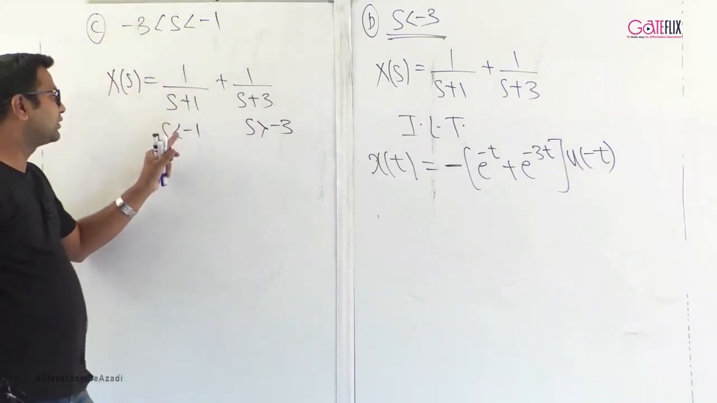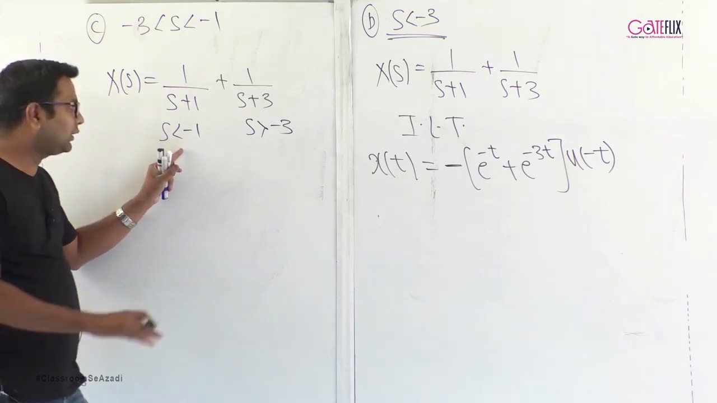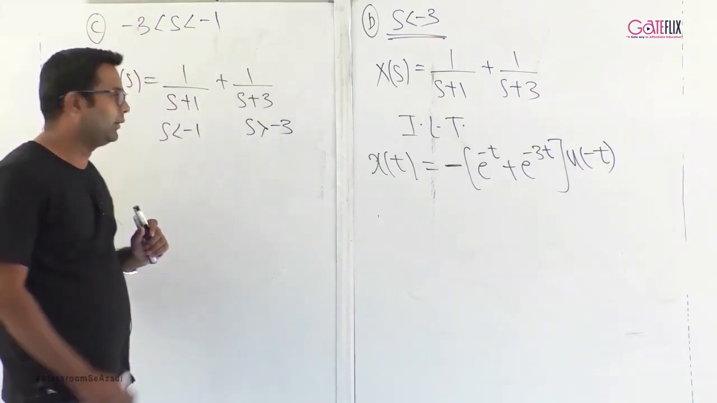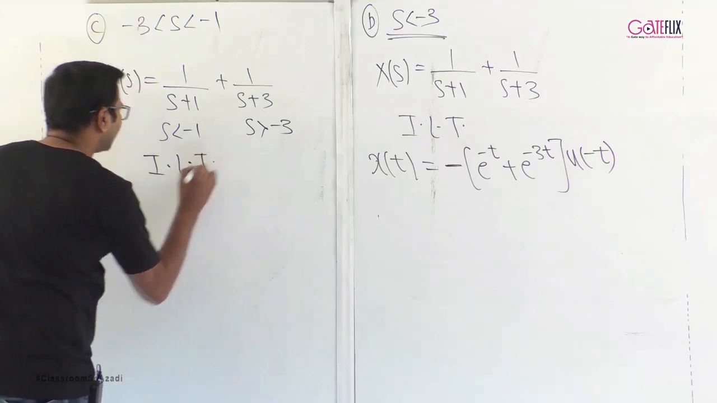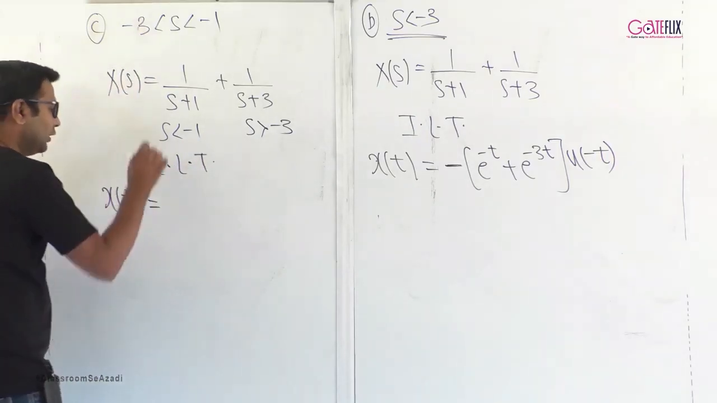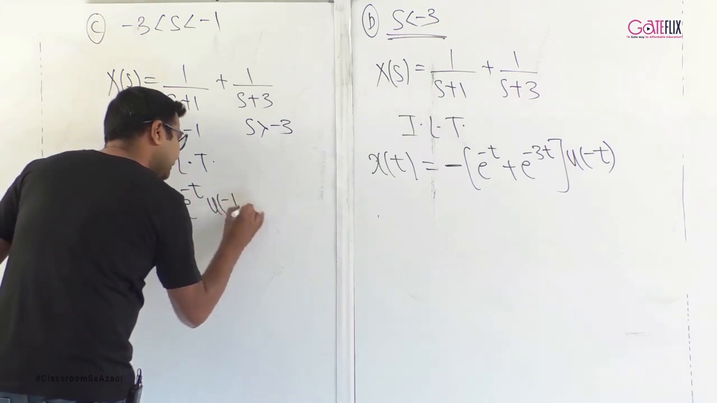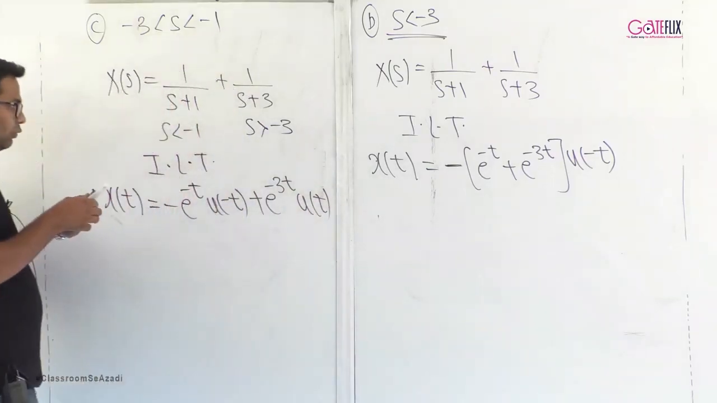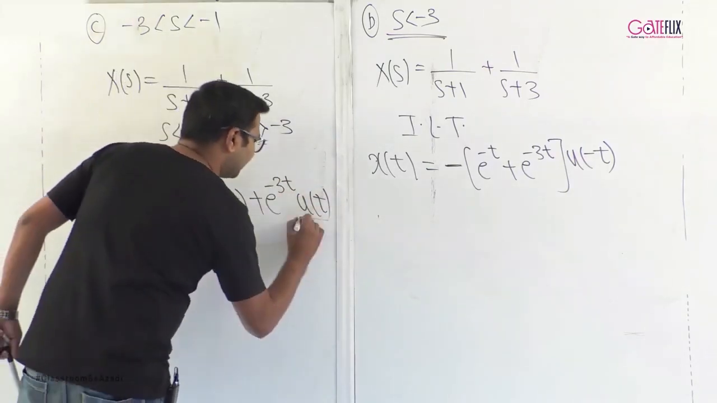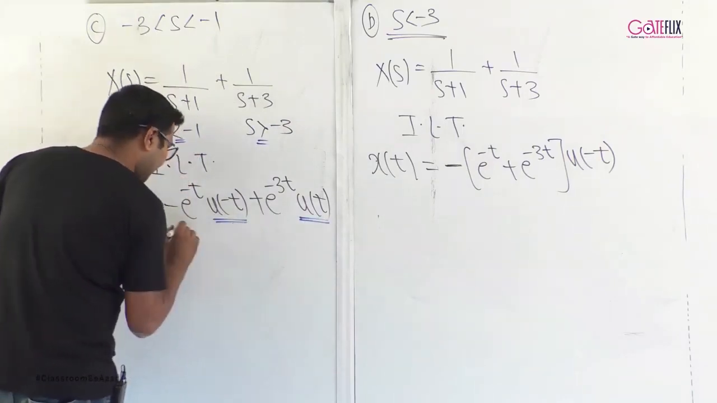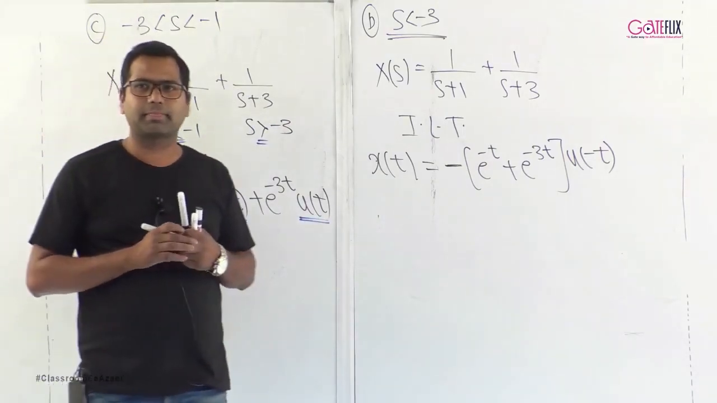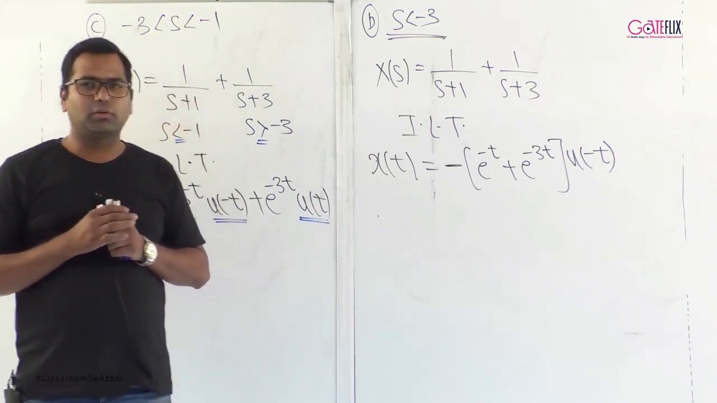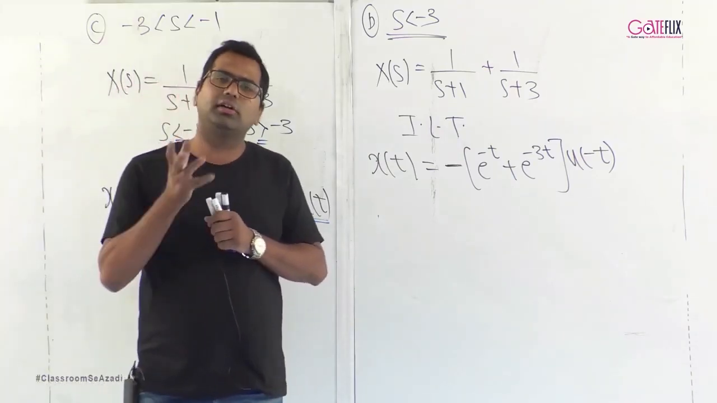Therefore, for the first part, since we have a less than sign, we will multiply by minus u of minus t. Whereas, for the second part, we have a greater than sign, hence we will multiply by u of t. Therefore, if we take the inverse Laplace transform, x of t will be minus e raised to minus t u of minus t plus e raised to minus 3t into u of t. Again, if there is a greater than sign, we multiply by u of t, and if there is a less than sign, we multiply by minus u of minus t. I hope you have understood how to take the inverse Laplace transform, and the implications of ROC on the inverse Laplace transform.